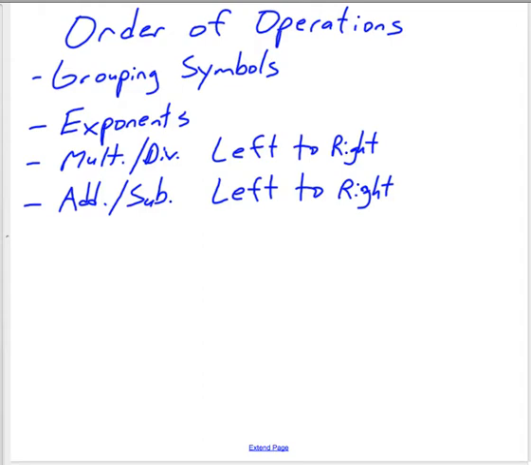So quick review here, order of operations. The first thing we need to do is simplify the grouping symbols. Then we need to deal with the exponents, and then multiplication and division happen left to right. So if the multiplication is on the left, you do that first. If the division is on the left, you do that first. And the same thing is true for addition and subtraction.